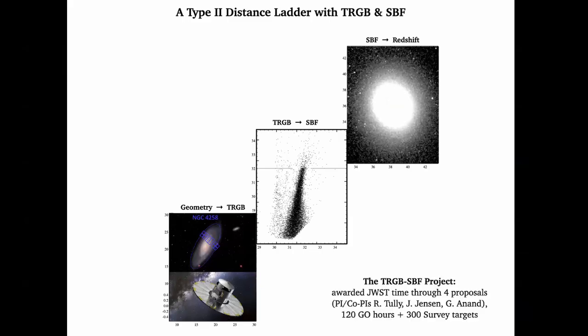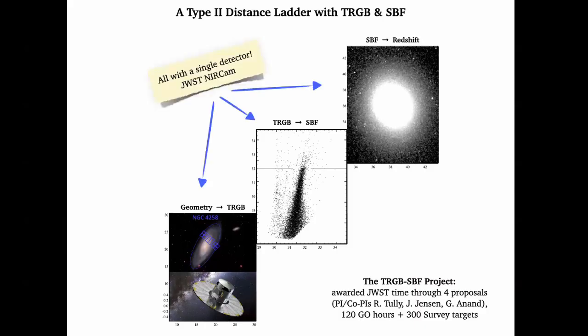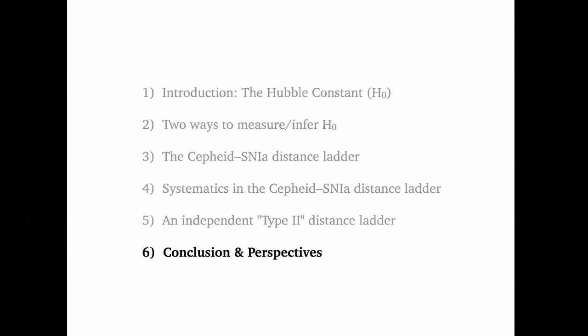So this is called the TRGB SBF project. Our colleague Gagandeep Anand from Space Telescope is involved in it, and they have obtained a lot of JWST time to do that. We're really excited. It's the first promising independent ladder. And what's really good, what they're doing is they're using a single detector for everything. They're using NIRCam on the James Webb Space Telescope to observe both TRGB and SBF. So that's going to be a very clean measurement.